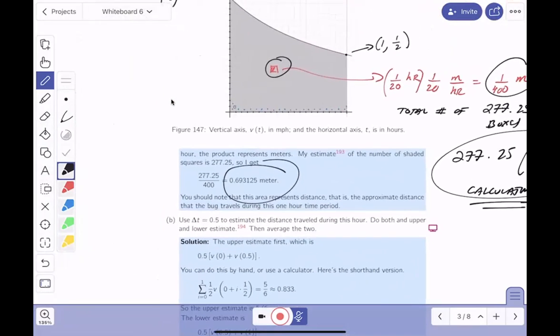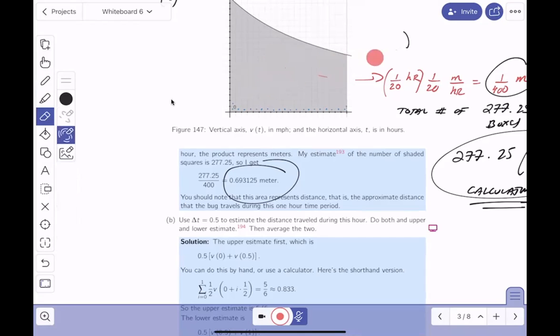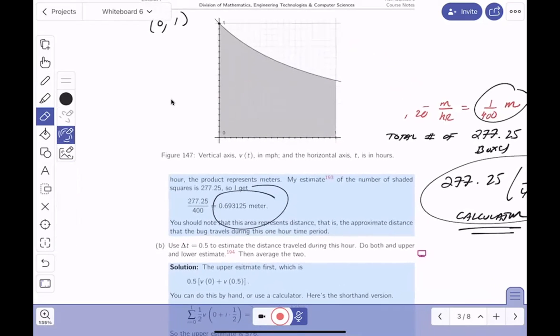I'm going to make an erasure for the next question. This question's been answered, and I'm going to say roughly about 0.7 meters. The bug has traveled that distance in the hour. So I'm going to get my eraser out and erase this nonsense over here. And I want to use the picture again. I'm going to reuse this picture over and over again.